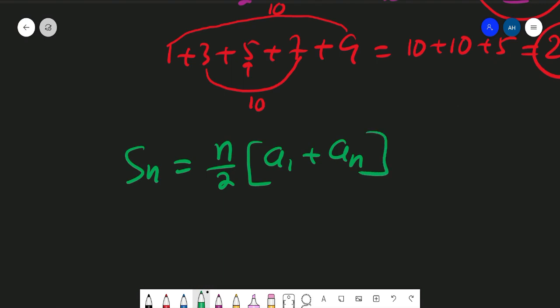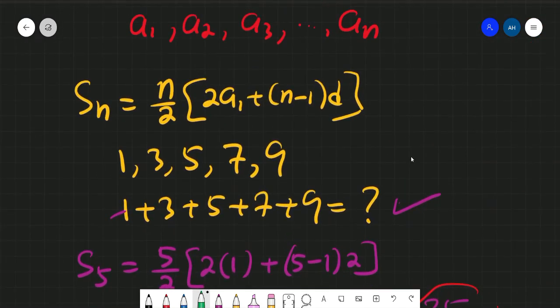Yes, this is formula number 2, we call it. Okay, formula number 2. Where is formula number 1? Yeah, this is what we call formula number 1, okay, for the partial sum.